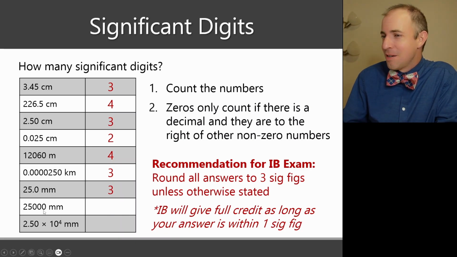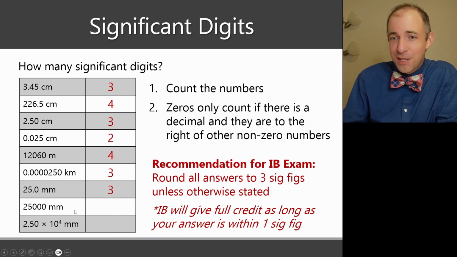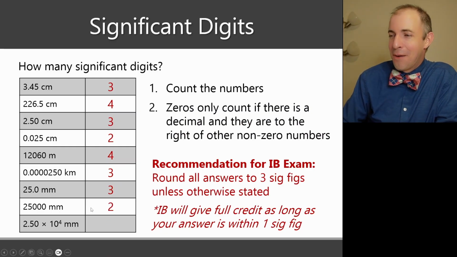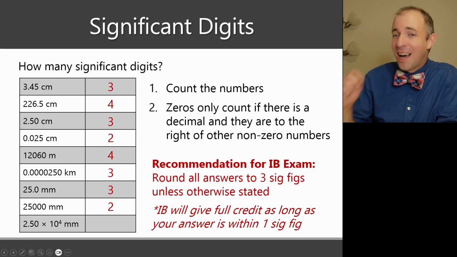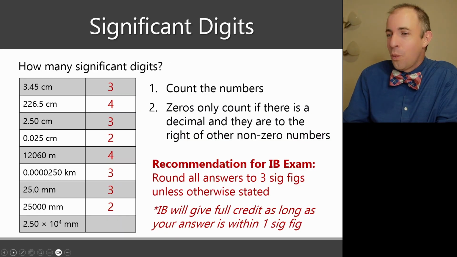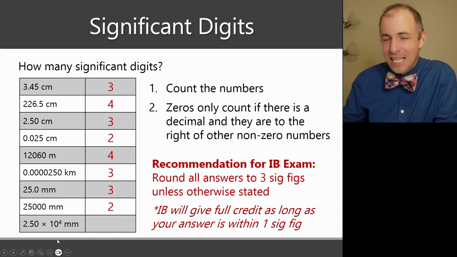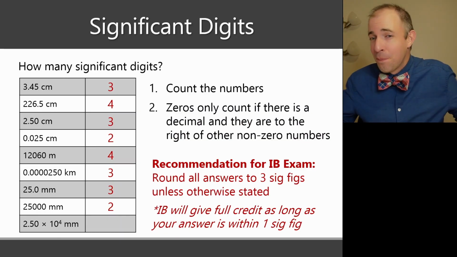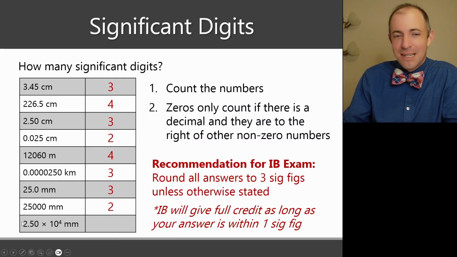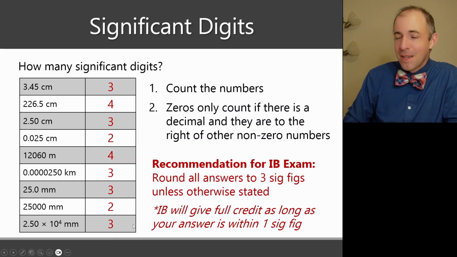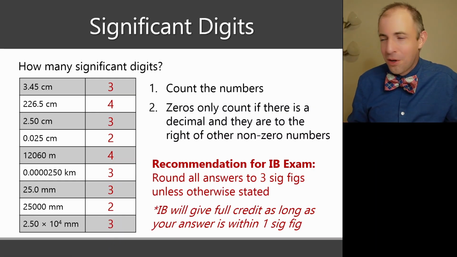25,000 millimeters. There is no decimal. These zeros to the right do not count because of that. So we would just count that as 2. And then this last one is actually the same value as this one above it. But because it's written in scientific notation, we are able to see a 0 after a decimal. That shows that there's actually more significant figures here. There are 3.